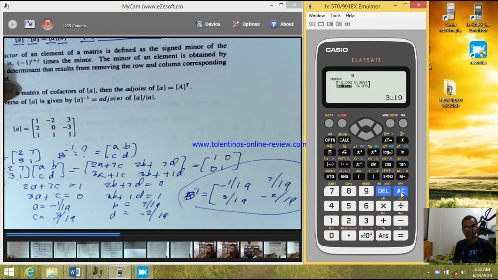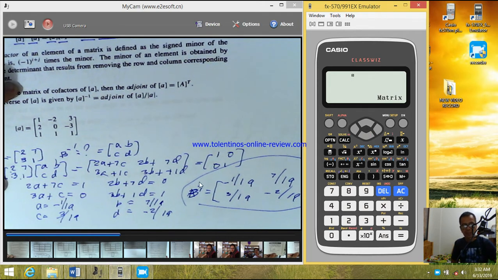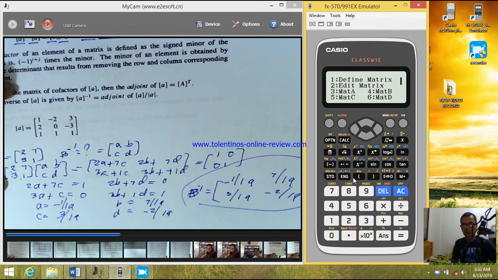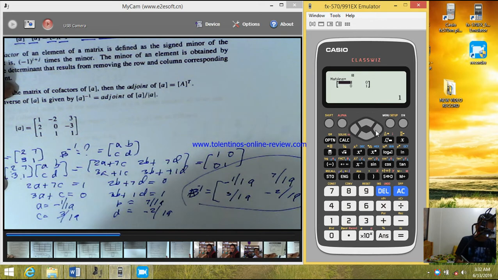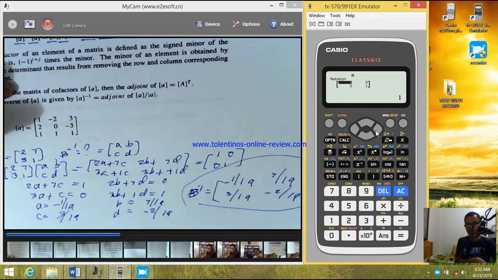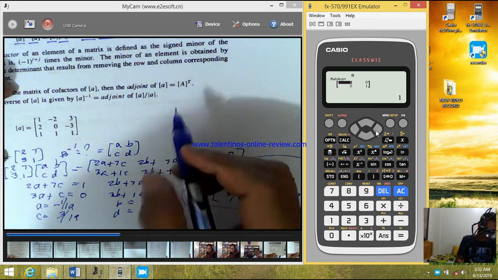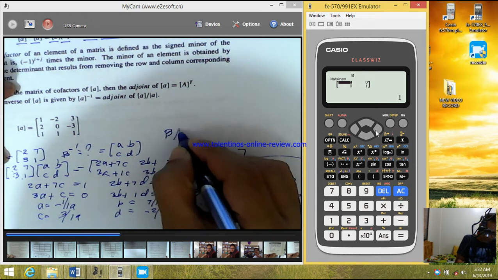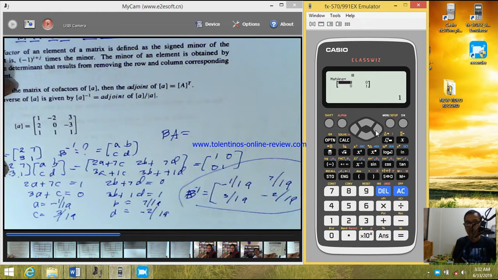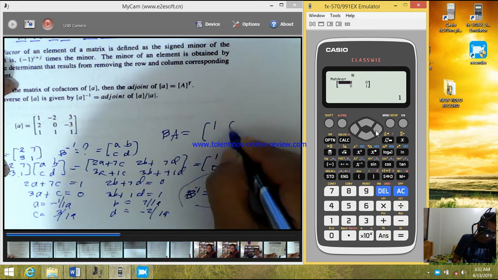There. Now, let us multiply now A and B. So, matrix B times matrix A. So the result is a unit matrix. Look at this. The result is a unit matrix. Remember, we multiply B and A. And this becomes what? A unit matrix. 1, 0, 0, 1.